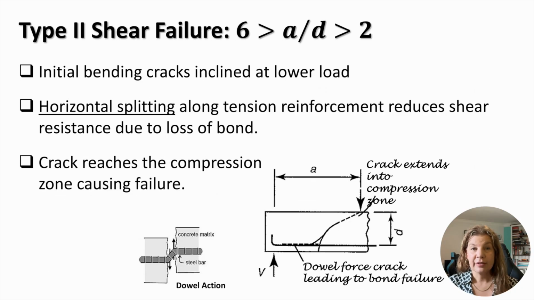Type 2 shear failure is characteristic of beams with a shear span ratio between 2 and 6. In such beams, the initial bending cracks incline at a lower load. The failure occurs suddenly by horizontal splitting along tension reinforcement, caused by the dowel action of reinforcing bars. This splitting reduces shear resistance of the beam due to the loss of bond between concrete and reinforcement. The horizontal crack connects with a shear crack, which reaches the compression zone, causing failure.